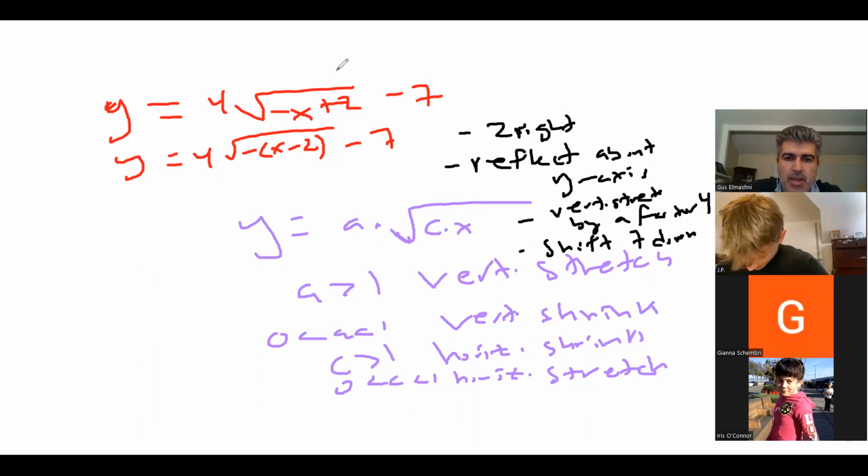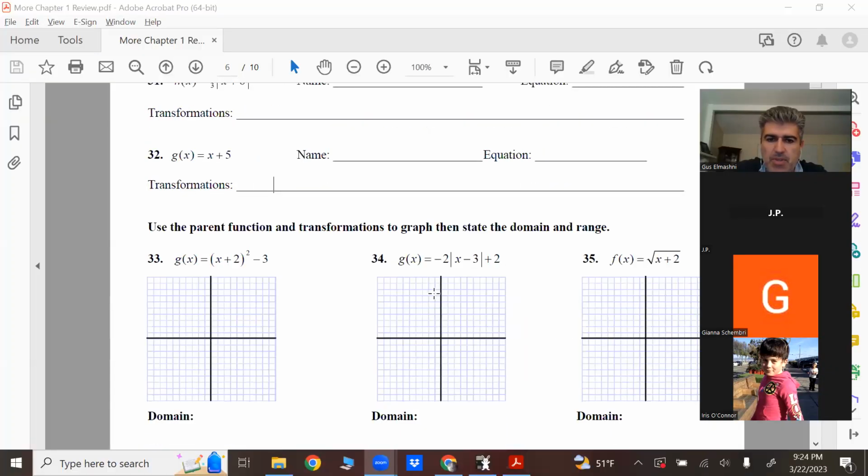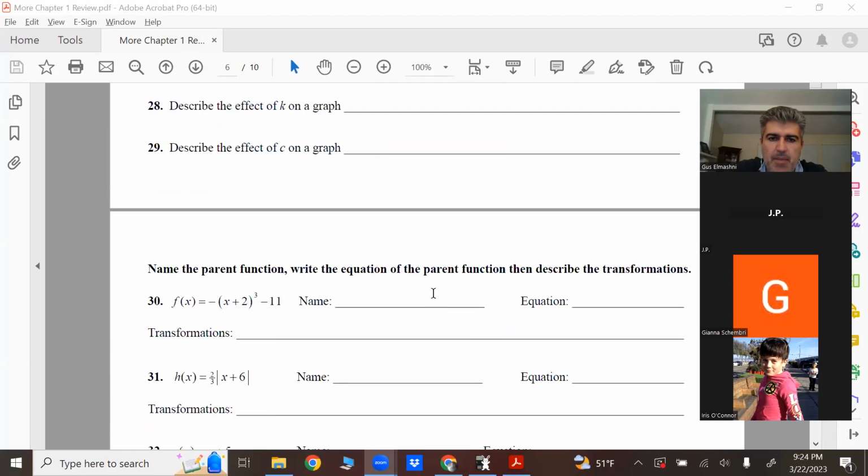And another question in the chat. Yes. So someone's asking, so that's why you made it 1/3 when you put it on the inside. Yeah. When 1/3 was inside the radical, that was a horizontal stretch by 3. Exactly. Okay. I think I kind of beat transformations to death now. So we're going to now move on to domain range stuff. And you know, again, we still have time if you want to go back and look at transformations again.